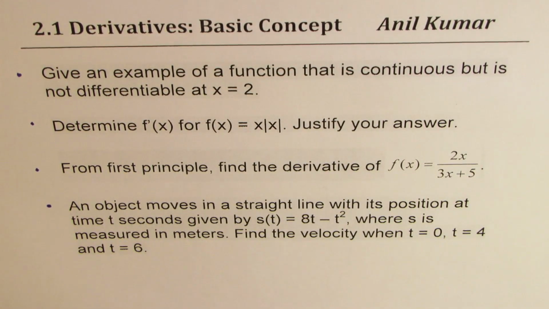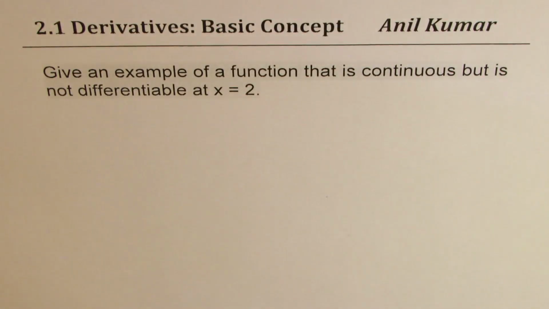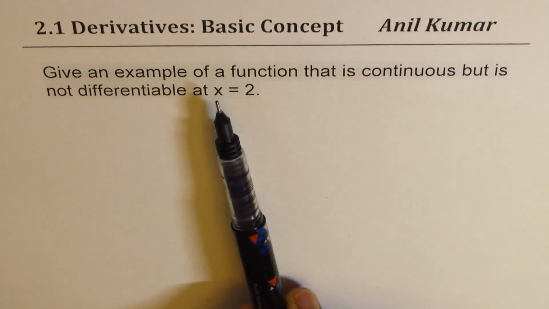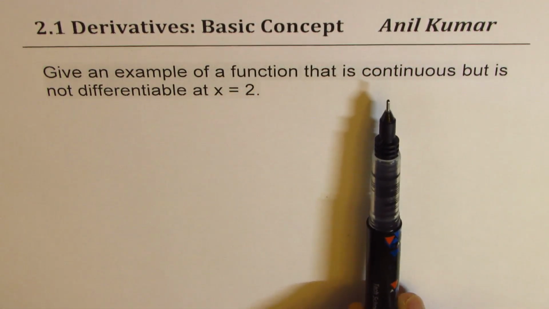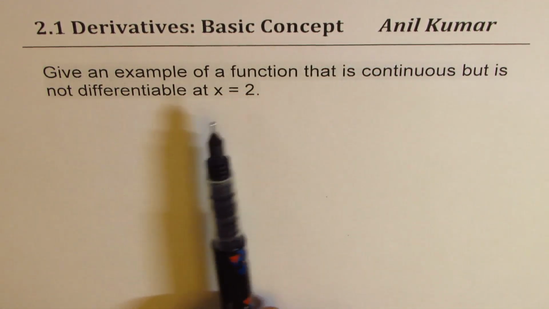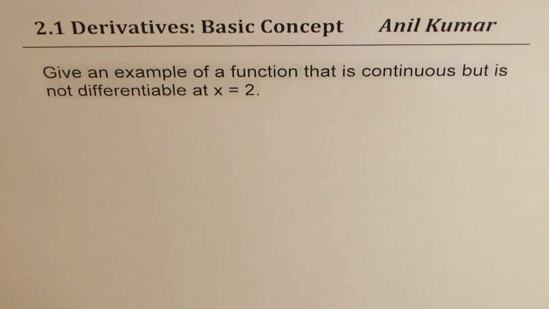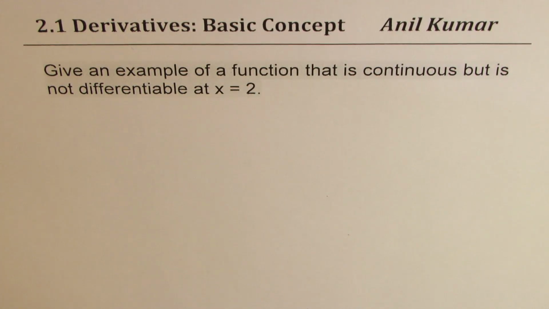So let's begin with our series. Now we will solve these questions, correct? So let me begin with this question itself, which is right there. It says, give an example of a function that is continuous but is not differentiable. Now, what do you mean by not differentiable? That is very important to understand.